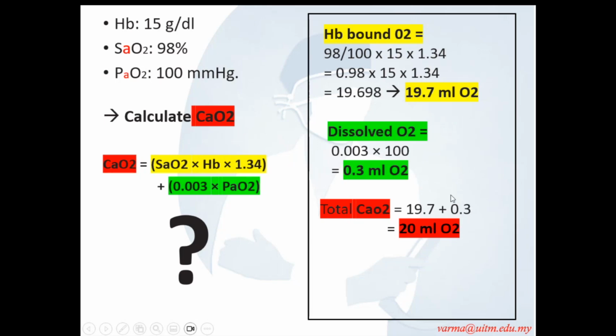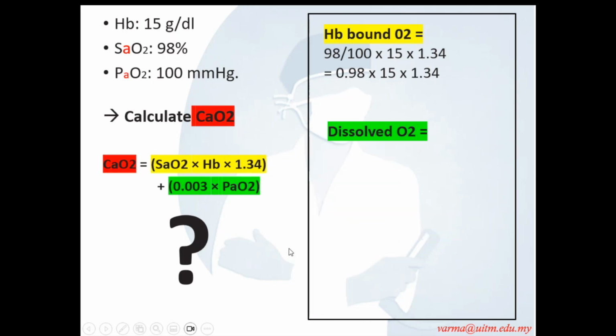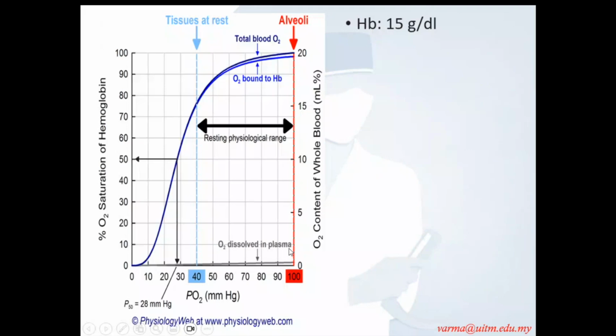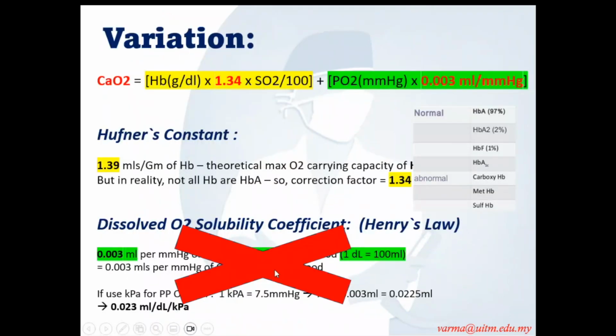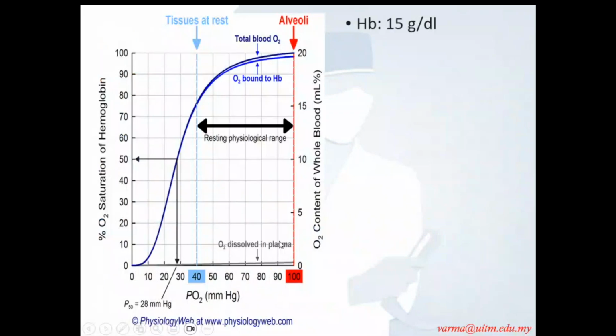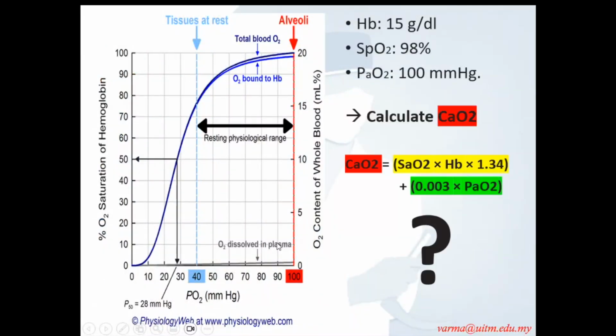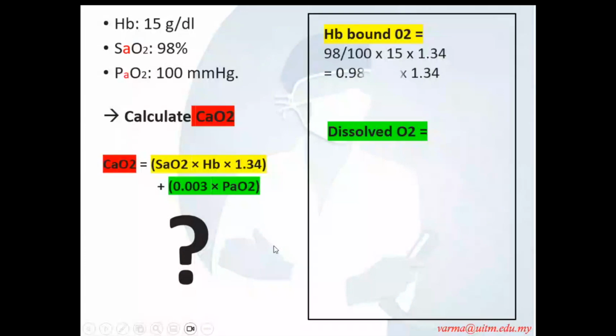So this 0.3 mL, how much does it contribute to the total oxygen content? 0.3 divided by 20, 1.5% only. It's very insignificant. So if you wish to omit calculating this dissolved oxygen in blood, it's okay. It won't make much of a difference in your answer. But for the equation, you must know this is the full equation.